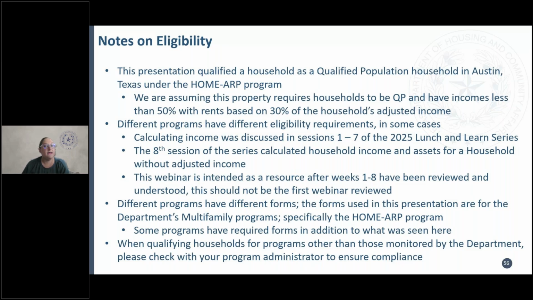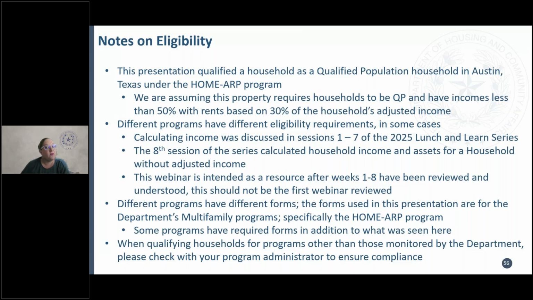You want to calculate the income as we discussed in sessions 1 through 7 of the 2025 Lunch and Learn series. The 8th session of the series calculated household income and assets for a household without adjusted income. This webinar is intended to be a resource after weeks 1 through 8 have been reviewed and understood. This should not have been the first webinar reviewed. If it was, you may have been a little bit lost because the background information was in those previous webinars.